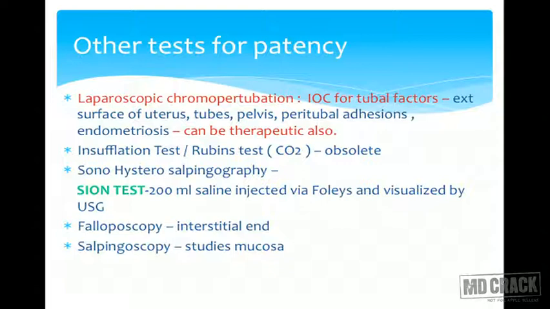Again, sonohysterosalpingography, it's also called the cyan test, in which 200 ml of saline is injected via Foley's catheter, and once this fluid is moving in, at the same time you are doing ultrasound and seeing the movement, and if there are any lesions inside the cavity, they can be picked up very nicely.